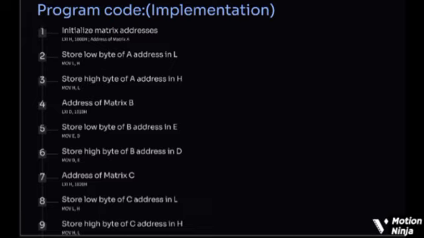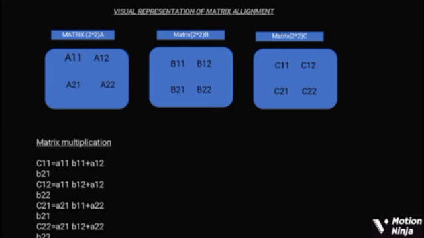Creating matrix B: LXI D 1010H loads the address of matrix B into register pair D, MOV E stores the low byte of B's address in E, MOV D stores the high byte of B's address in D. Like the A matrix, B11, B21, B12, B22 elements are stored in memory locations. We compute matrix multiplication using subroutines called compute C00, C01, C10, C11, which store the result in matrix C. This is the overall implementation of how the program will execute.